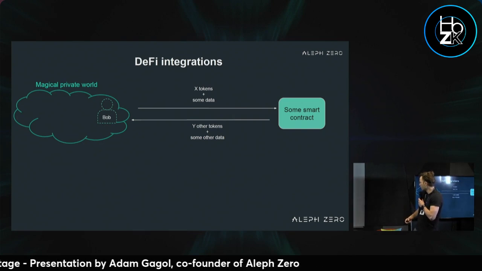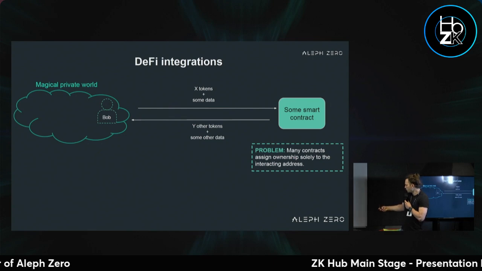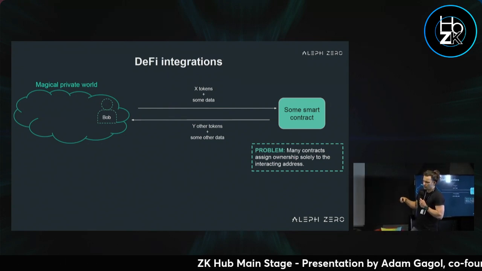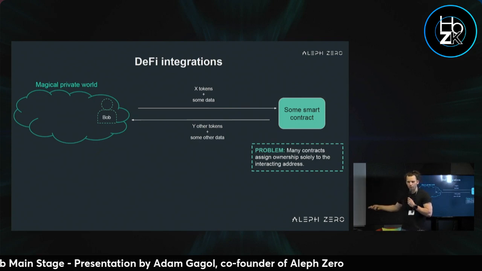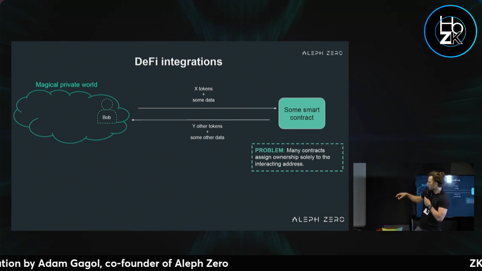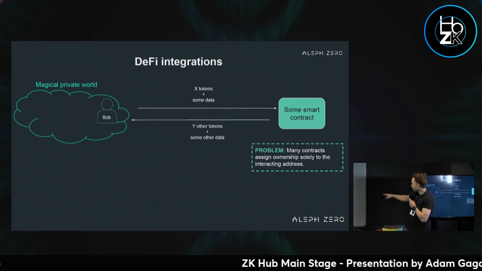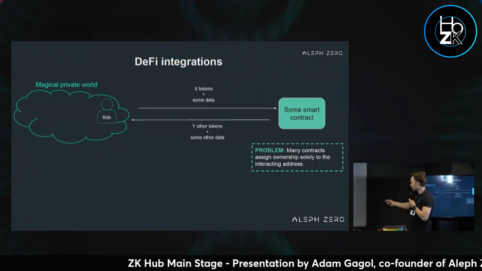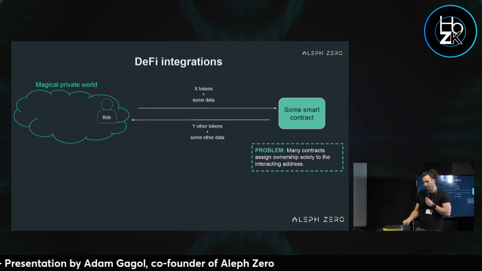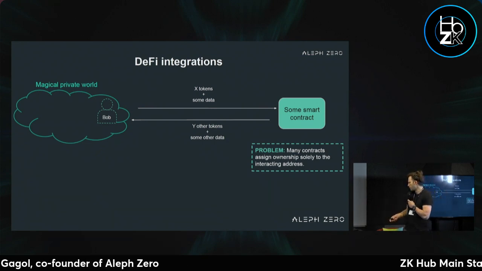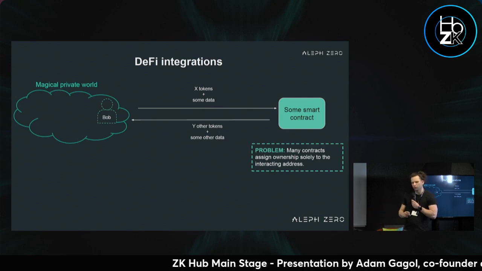So first, there is a problem, because how this kind of privacy systems work is that Bob's funds are actually residing in the smart contract which operates the dark pool. All the users have their funds in the same smart contract, and hence it's problematic for these DeFi contracts that assign ownership solely on the interacting address. This is a bit technical, but for example, when it comes to lending protocols, when depositing tokens into the lending protocol, the protocol assigns the ownership of this token based on the interacting address.